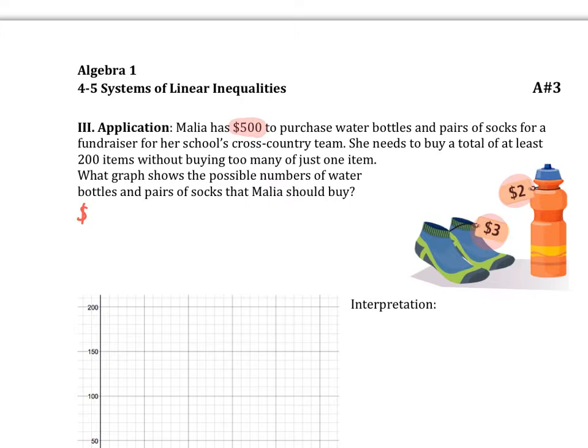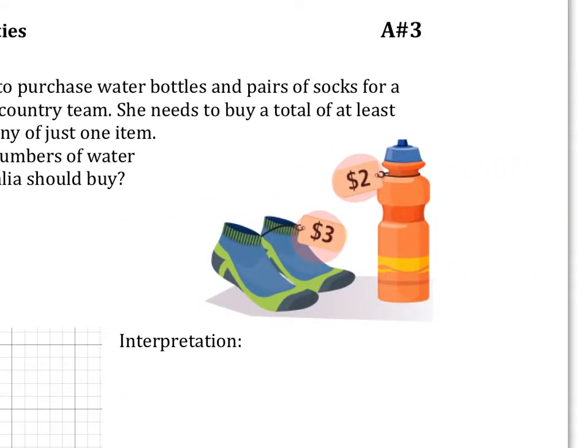Next, we have the number of items that we can purchase. The number of items total says we've got 200 items to buy total. So we have to define our variables first. You're welcome to use W and S or P, something like that, although it might be easiest just to use X and Y. So let's go ahead and do that. Let's call our socks X, the number of pairs, and let's call the water bottles Y, number of water bottles.